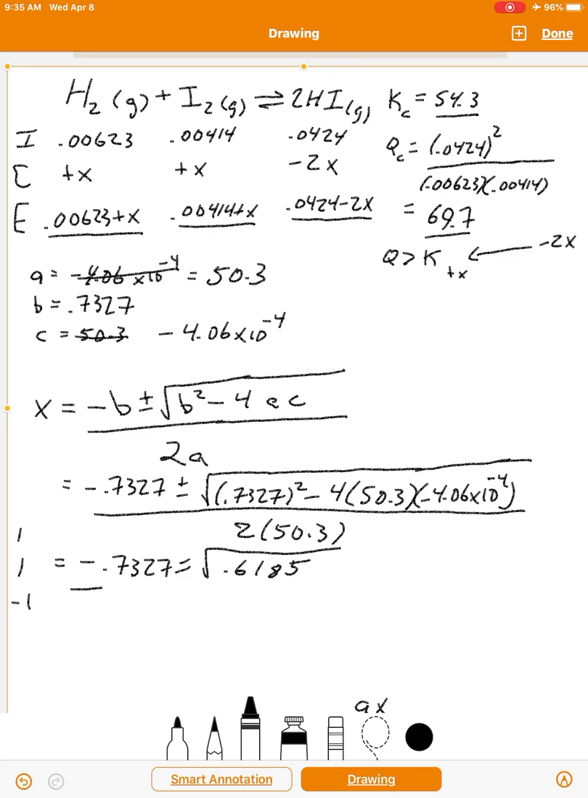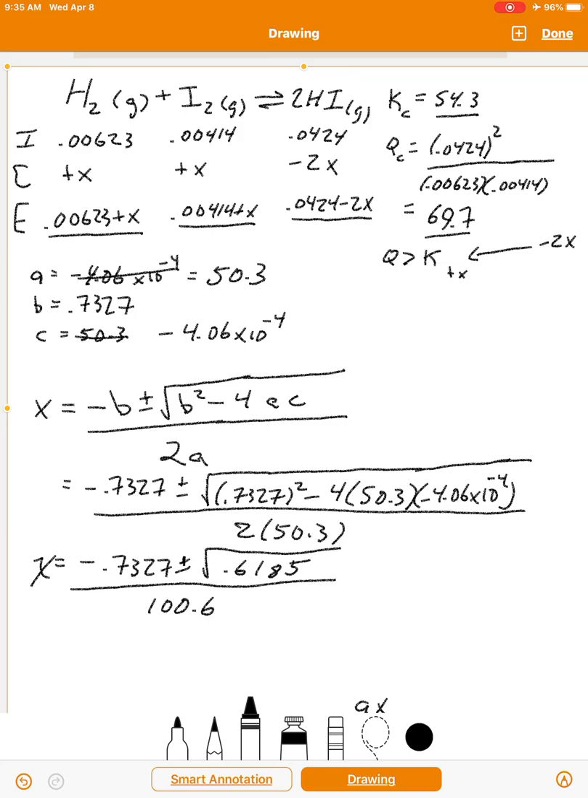Okay, so check, make sure you're careful on that step. And then 2 times 50.3 is 100.6. Okay, so again, this is x. Be careful on that step. Make sure that you get that 0.6185 or something pretty close to it. And this is plus or minus.